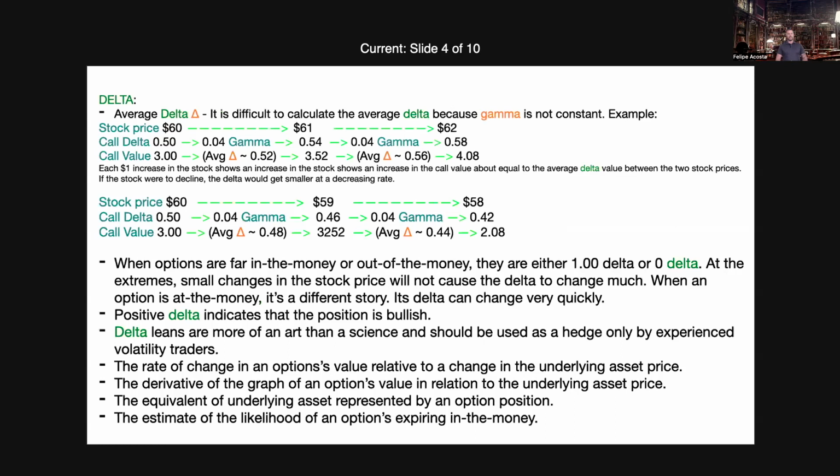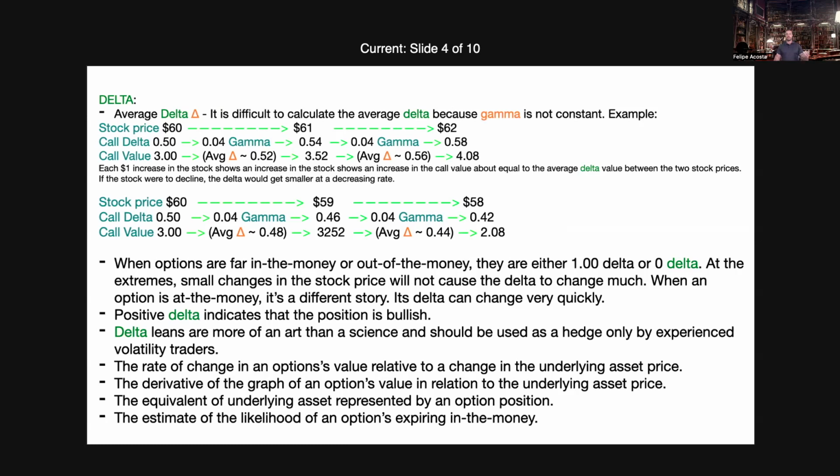So here we have an example of how delta works, right, and how it's influenced. So we're going to be talking about average delta. So average delta is a little bit difficult to calculate because gamma is not constant, right? With the change of the underlying, gamma changes as well, and then that influences delta, right? So here we have an example.